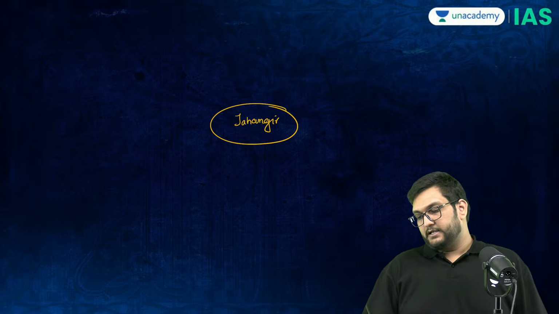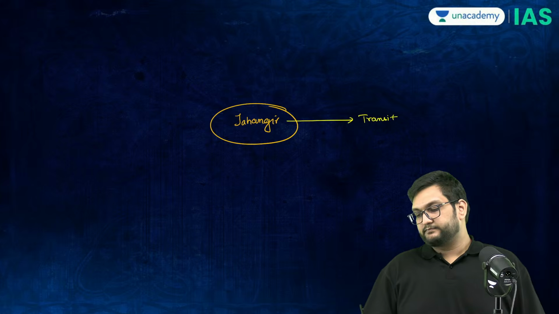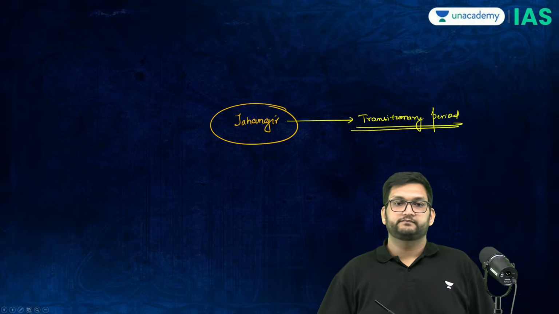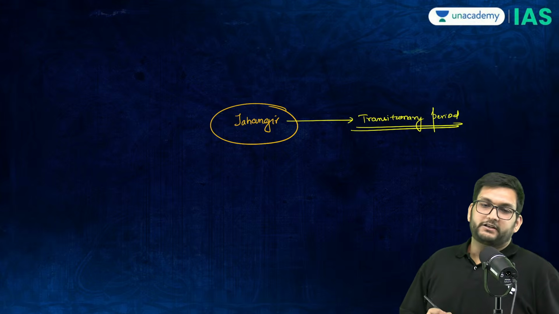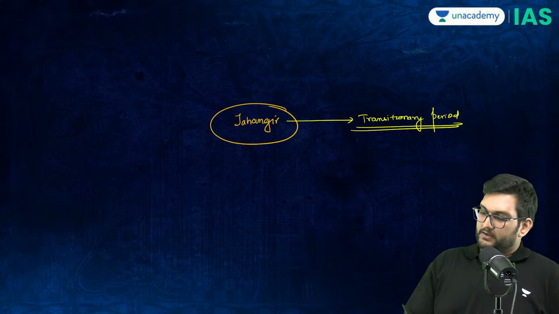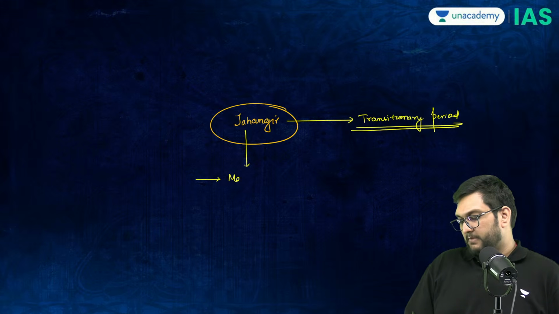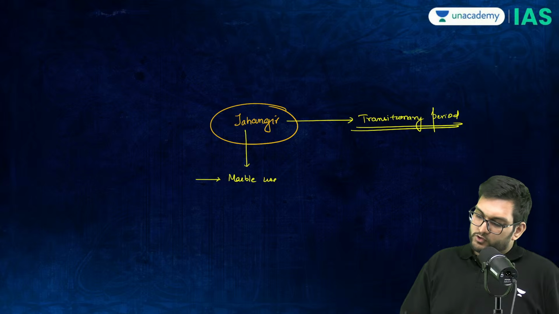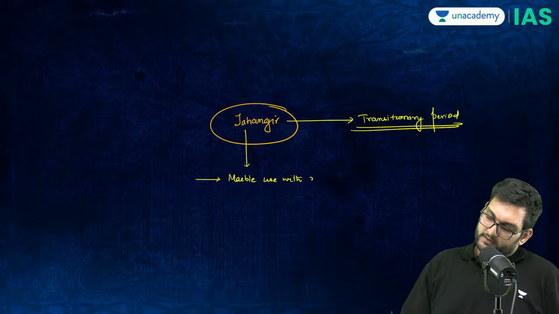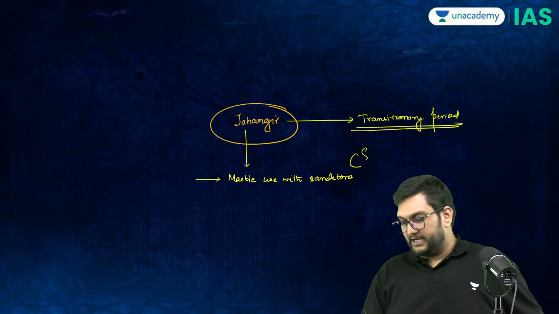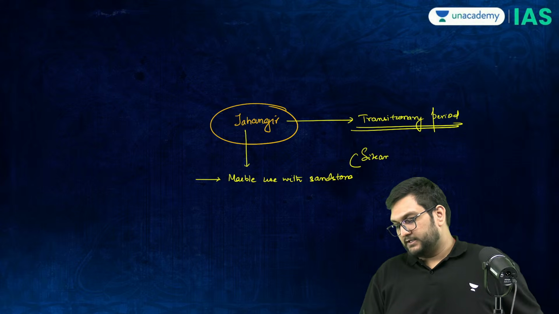When we talk about Jahangir, it is a transitionary period. Jahangir is a transitionary period. What I mean by that is there is marble used with sandstone. This can be seen at Sikandra, which is Akbar's tomb.